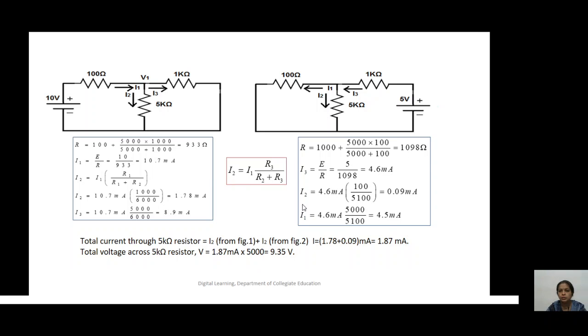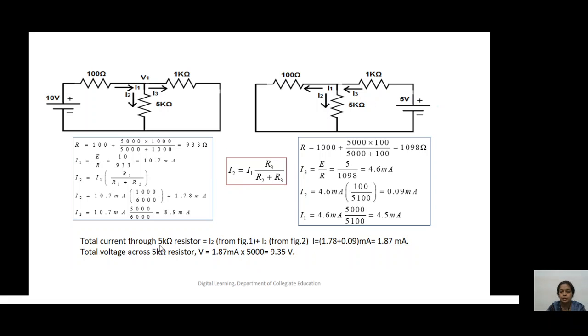Similarly I1 is equal to 4.6, main current is 4.6 milliamps, into resistance of the other branch divided by sum of the resistances. So if you want I1, we should take the resistance of the other branch in the numerator. So we have found all the branch currents by taking one source at a time.